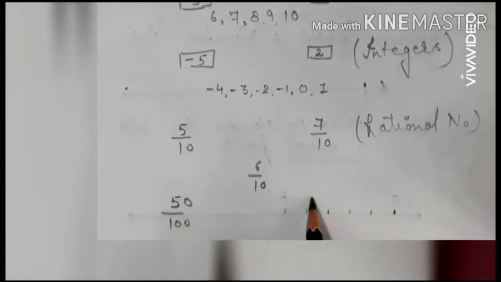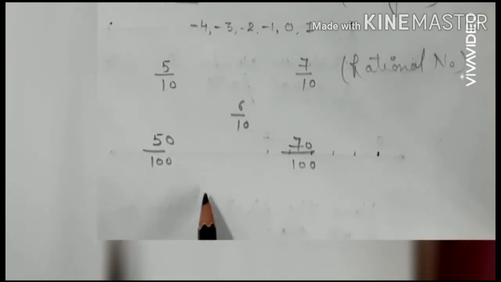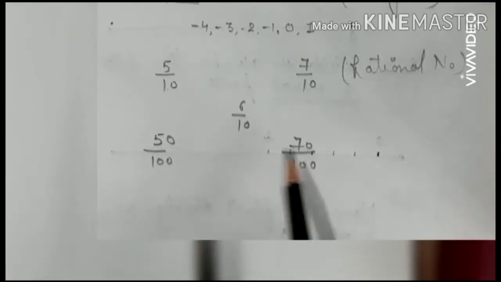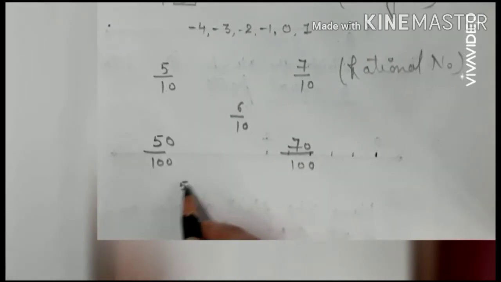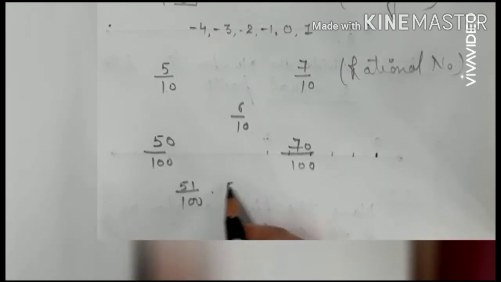But what if I write 5 upon 10 as 50 upon 100 and 7 upon 10 as 70 upon 100? Now you can say 51 upon 100, 52 upon 100, 53 upon 100, and so on up to 69 upon 100.